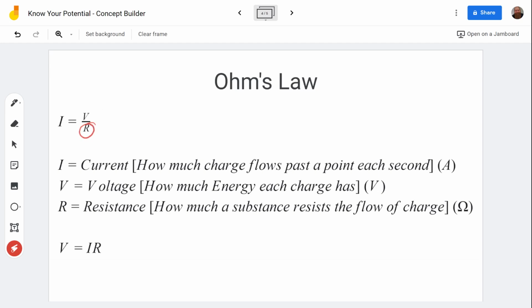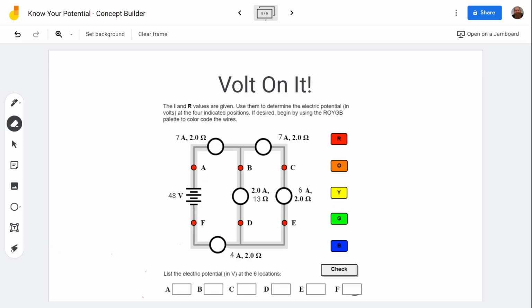Sometimes people prefer to multiply both sides by R, in which case you get this equation down here. And since today we're going to be solving for voltage, or electrical potential difference, we will want to use the equation down here at the bottom.